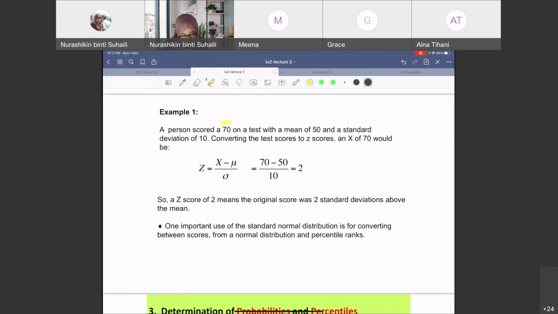Okay, let's have a look at this very simple question. A person scored a 70 on a test with a mean of 50 and a standard deviation of 10. Converting the test score to a Z score, an X of 70 would be... The question doesn't ask anything yet until you use the table, but this is just an example of how to know what the X value is and how to convert it into Z. So here, this one is the X, yeah? And then a mean of 50, so we know that this is mu, of course, mu is 50. And then a standard deviation of 10, so this one is the sigma. So this is the formula, and this one is the X, okay? And the Z value here comes to 2.